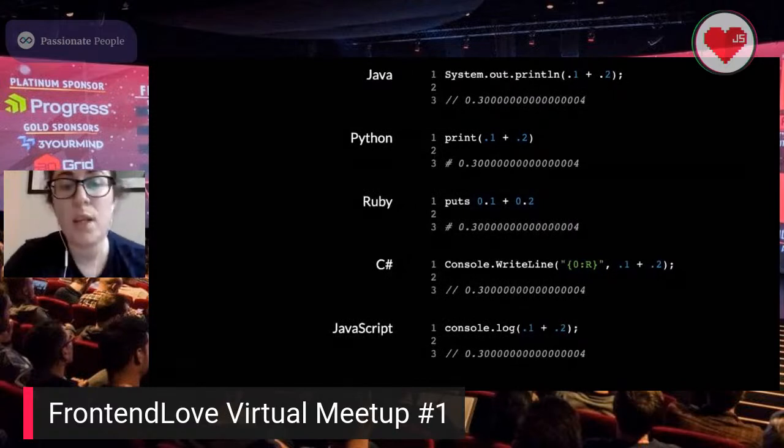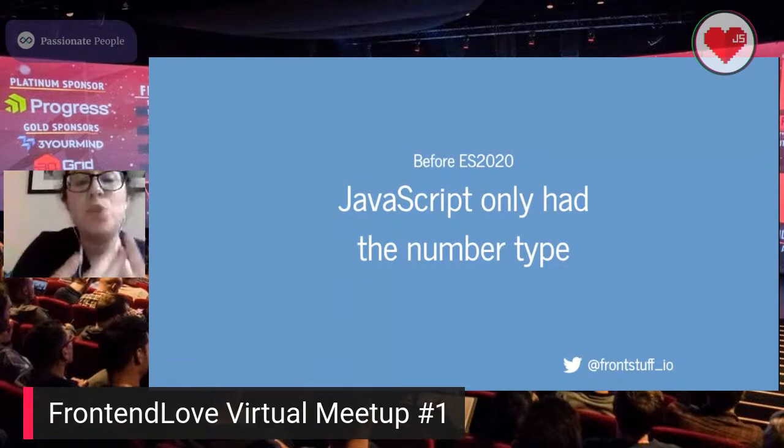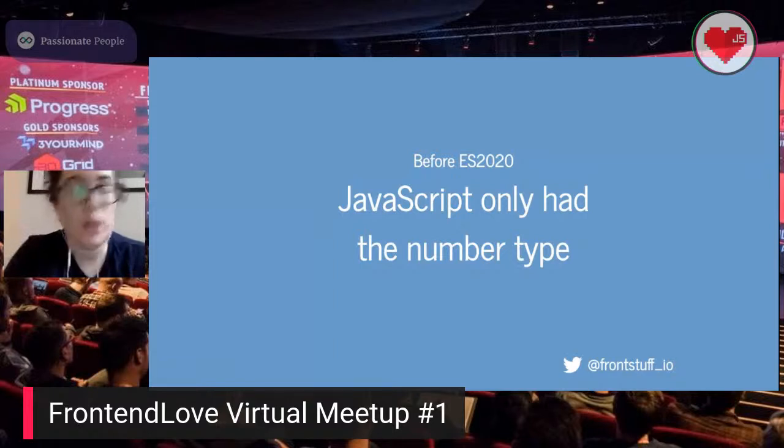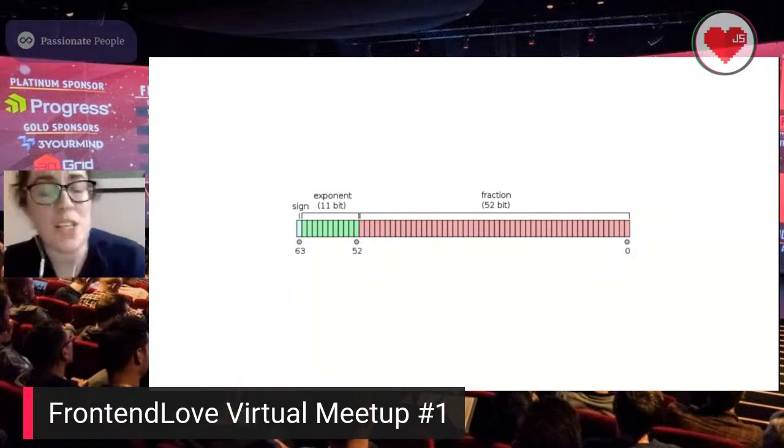And before ES 2020, JavaScript only had the number type to represent numeric values. They're expressed in the double precision floating point format that we just saw. And this means that when you store a number in JavaScript, you get 64 bits, equal to 8 bytes, in memory to represent it in binary, right? So here is the representation of your available 64 bits and how the computer uses them to store your number. So don't freak out. We're going to break it down. We're going to see exactly what it does.